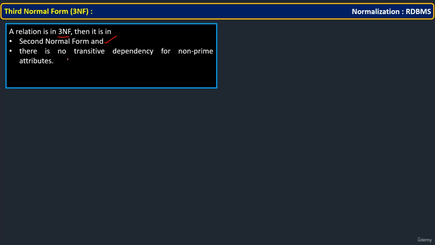Then the next one, very importantly, there should not be any transitive dependency for non-prime attributes. That is very, very important. You will get clarity with the example. First of all, what is transitive dependency? This is a regular mathematical thing only. A derives B and B derives C, so that A derives C. So this is a transitive dependency.